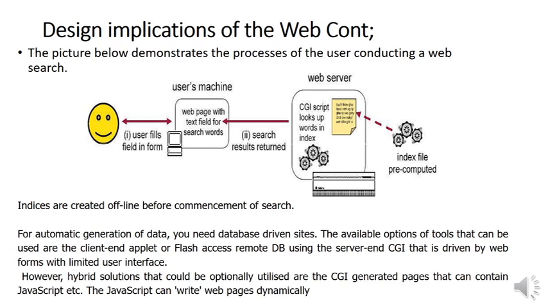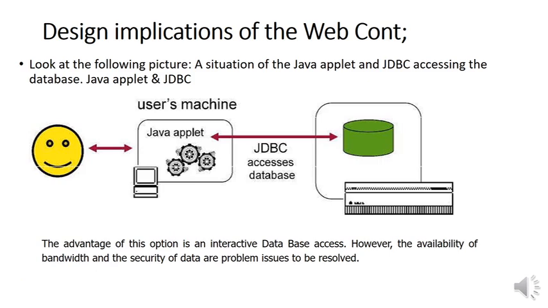JavaScript can write web pages dynamically. And we also have many languages today that can do that aside from JavaScript. Look at the following picture, a situation of the Java applet and JDBC accessing the database. So just look at it, the user, the machine, then the advantage of the option is interactive database access. However, the availability of bandwidth and the security of data are problem issues to be resolved.